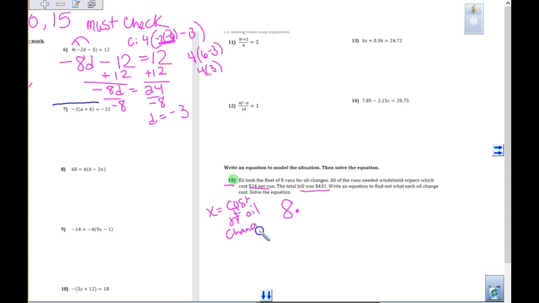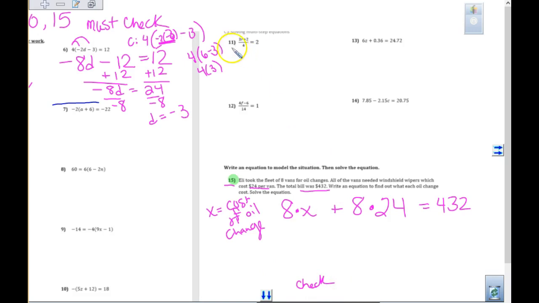We had 8 vehicles that had to have their oil changed. Plus, all of those 8 vehicles had to get new windshield wipers. So 8 times 24. When you think about writing equations, 8x plus 8 times 24 is going to be equal to the 432. You should be able to use your calculator and multiply this out, solve this problem, and then check it afterwards.